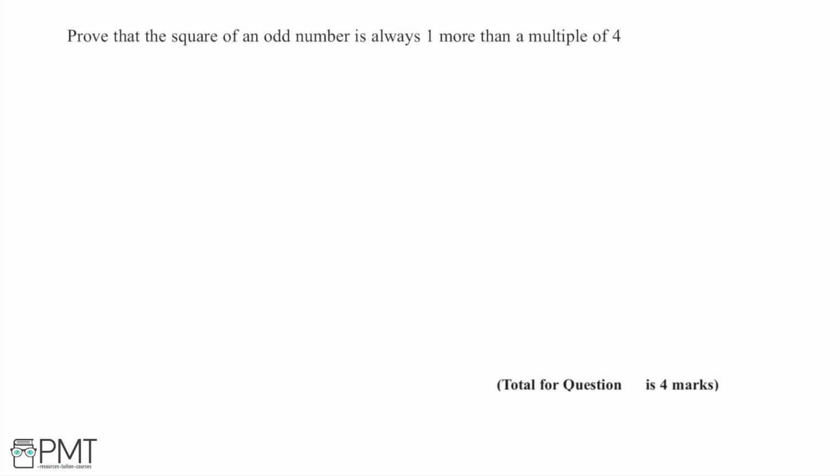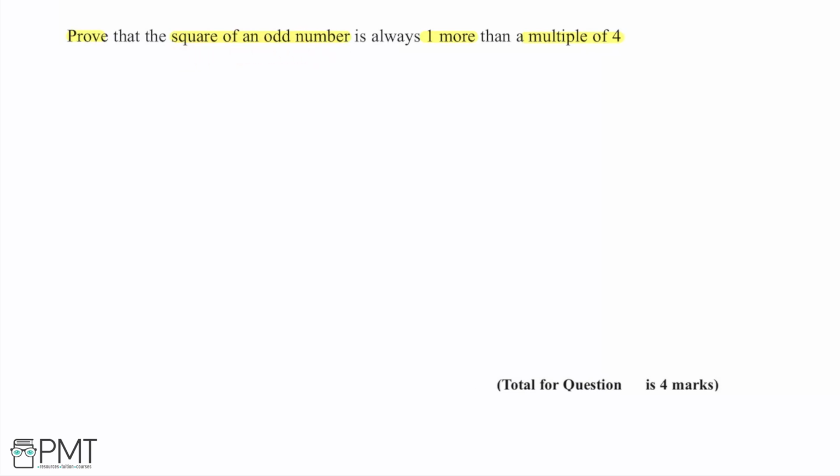So here I'm asked to prove that the square of an odd number is always one more than a multiple of 4. And this question's worth 4 marks and it's a proof-based question, so I'm going to be looking to structure my answer really logically here, going through the steps and explaining what I'm doing and how I come to my conclusion. So initially here, I can see that we're working with the square of an odd number.